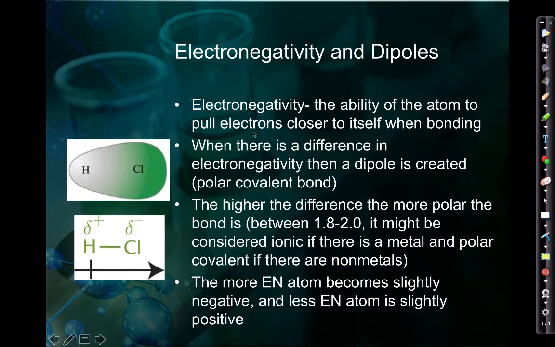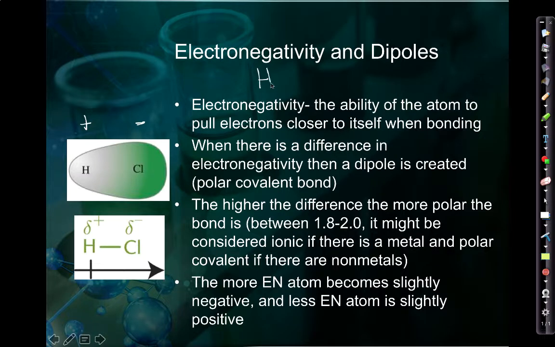Electronegativity, remember, is the ability of an atom to pull electrons towards itself in a bond. So how attracted are the electrons to that nucleus? Is it able to pull the electrons more towards its side? When there is a difference in electronegativity, that creates a dipole. So it creates a slightly negative end and a slightly positive end. Most covalent bonds are going to be considered polar, except for a few.